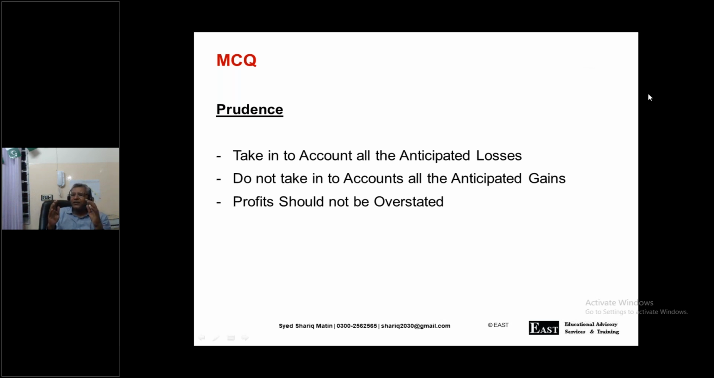Again, coming back to prudence, take into account all the anticipated losses and do not take into account any anticipated gains. Right? Profit should not be overstated and assets should not be overstated. Let's move on to the question.